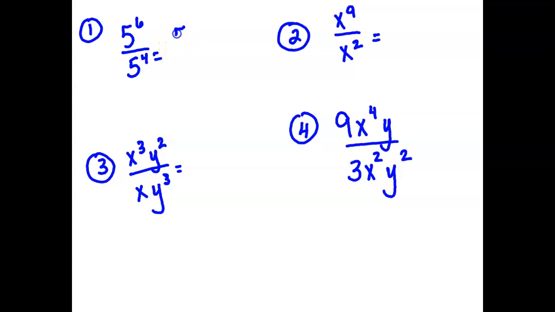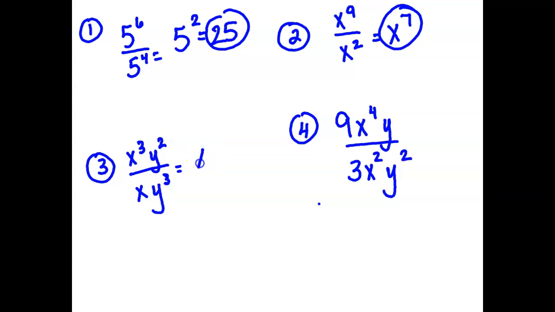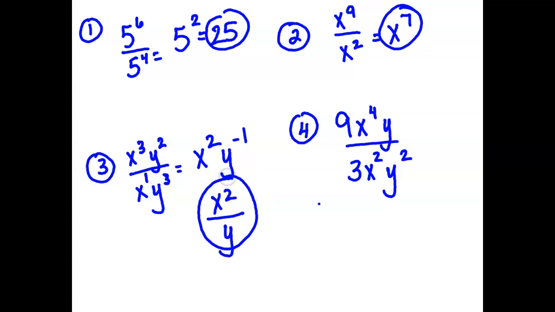Welcome back. This would be 5 to the 6 minus 4, which is 5 squared. That would be 25. Okay, x to the 9th divided by x squared would be x to the 7th. Okay, x to the 3rd divided by x would be x squared, because 3 minus 1 is 2. And then y squared divided by y to the 3rd would be y to the negative 1. And you would write your final answer as x squared divided by y to the 1st, or just y.